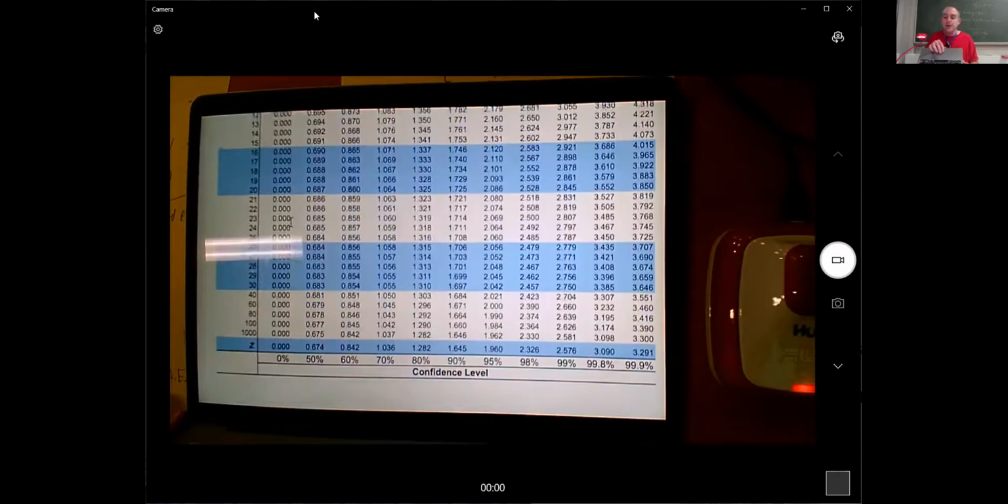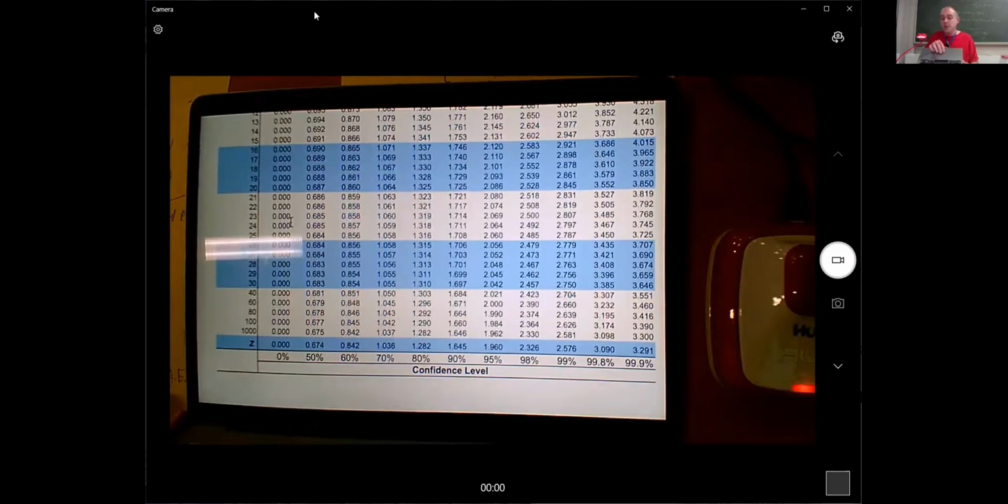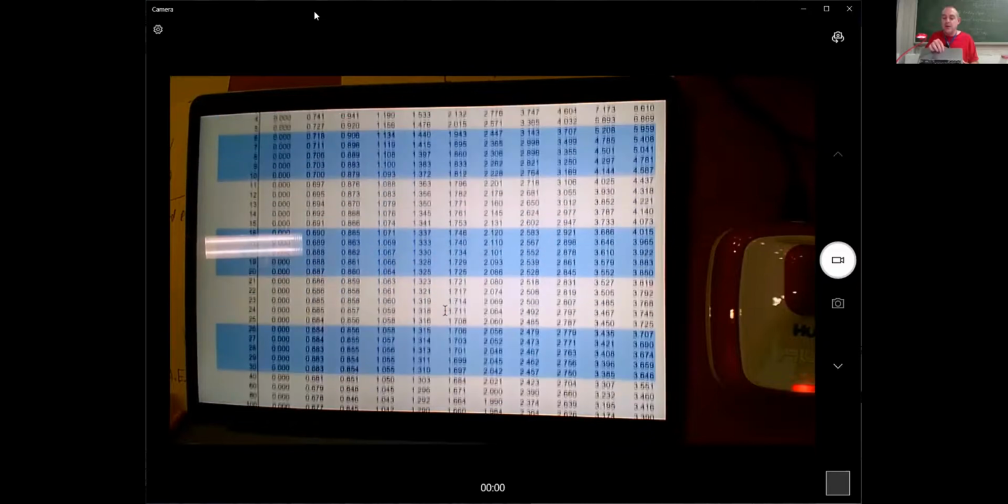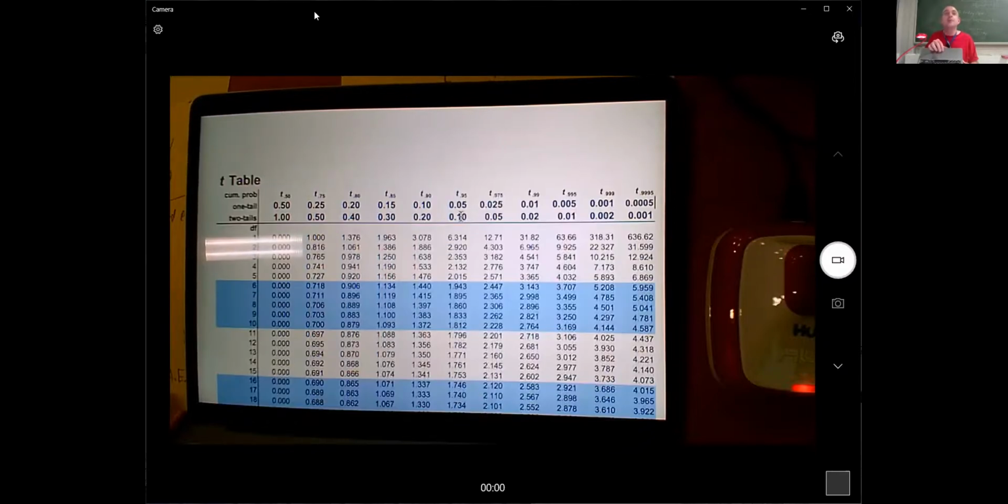If my number had been 1.38, the p-value that was between these two would have been between 0.2 and 0.1. How do you feel about how I'm using this table?